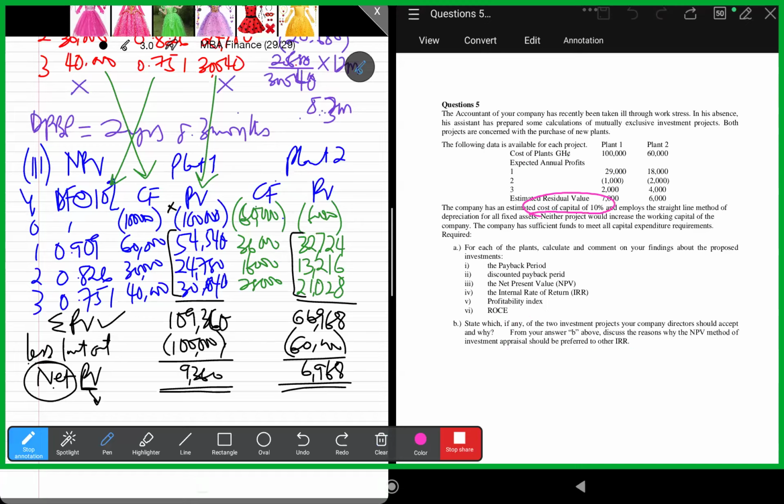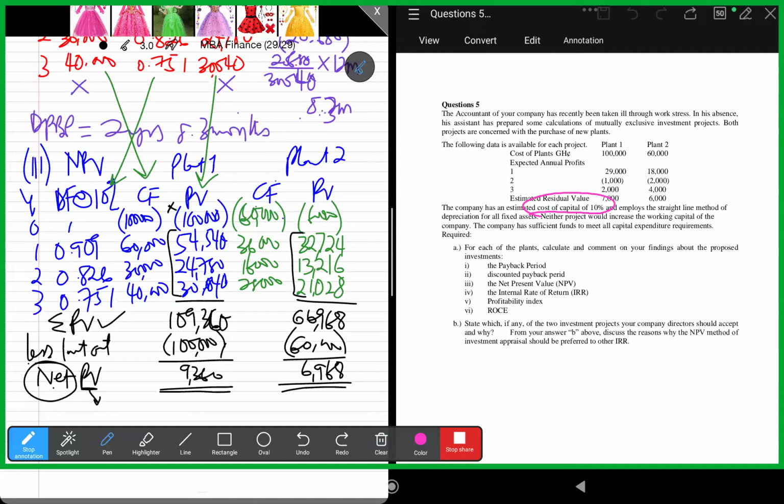Look at what I've circled. 10%. So the 10% is for both of them. The 10% cost of capital, or the interest rate, or discount rate, is for both of them.